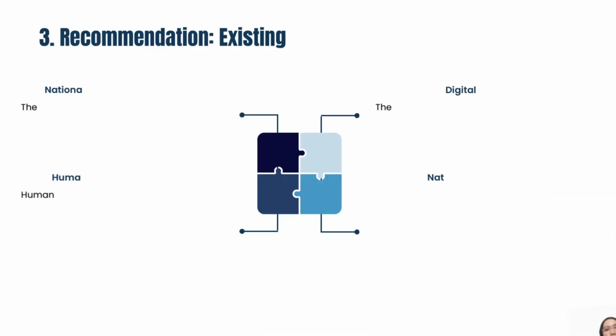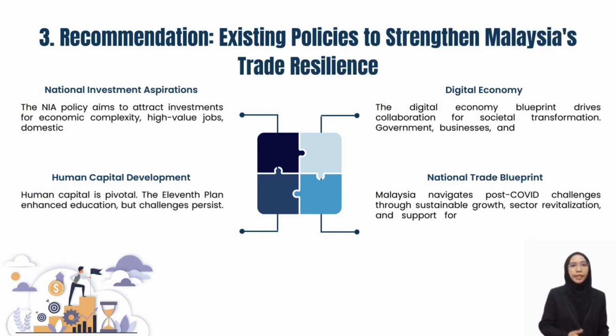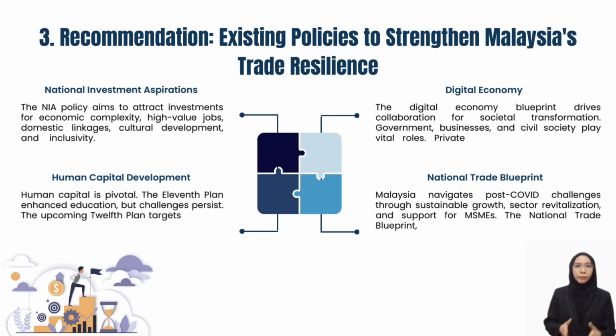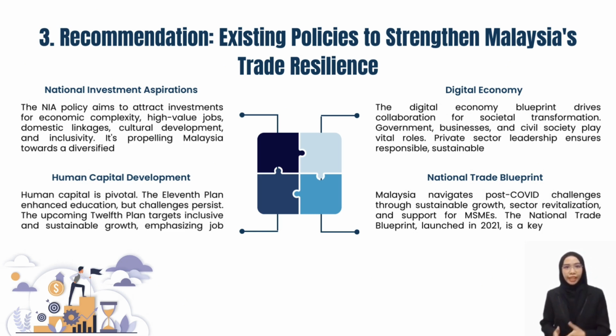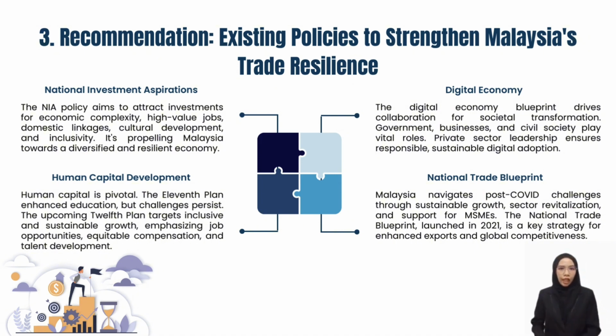Today, we explore Malaysia's economic strategy post-COVID-19, focusing on the national investment aspiration and policy, human capital development, digital economy and the national trade blueprint (NTBP). National investment aspiration is the policy that aims to attract investment for economic complexity, high-value jobs and domestic linkages, cultural development and inclusivity. It's propelling Malaysia toward a diverse and resilient economy.